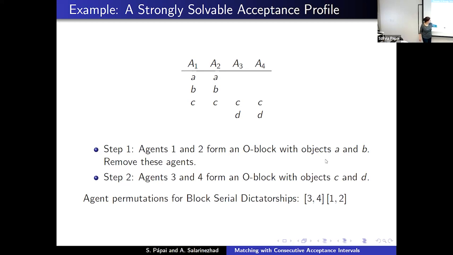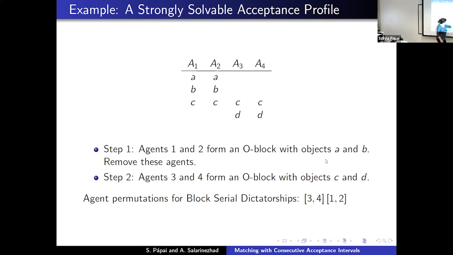And what are the agent permutations that work, that is, for the block serial dictatorships? We removed first agents 1 and 2, and remember that we have to go in the reverse order. So 1 and 2 go last, and 3 and 4 come first. Just to explain, the square bracket means that within it the agents are interchangeable. Those are the agents that are removed in the same step.